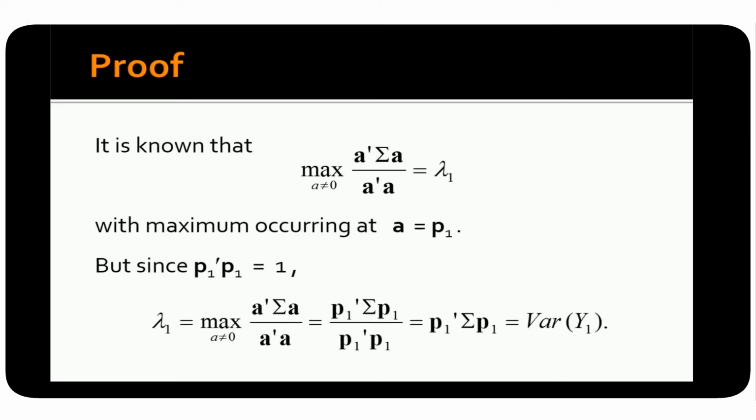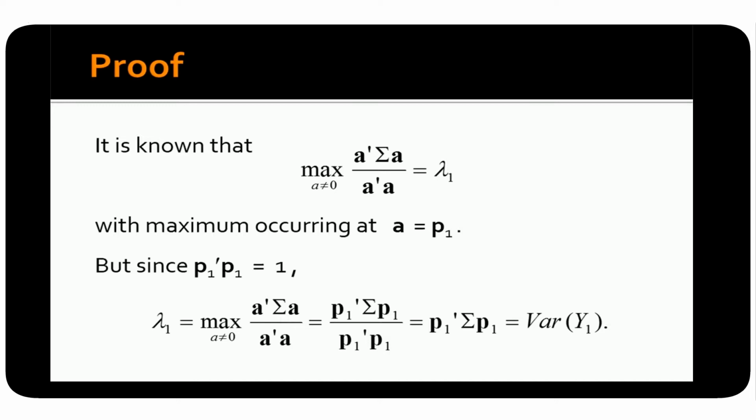A very well known result is that the maximum of the quadratic form a prime sigma a by a prime a is given by lambda 1, which is the largest eigenvalue. In general, if you have any positive definite matrix B, then the maximum of a prime B a by a prime a is the largest eigenvalue of B. In our case, a prime sigma a by a prime a is equal to lambda 1.